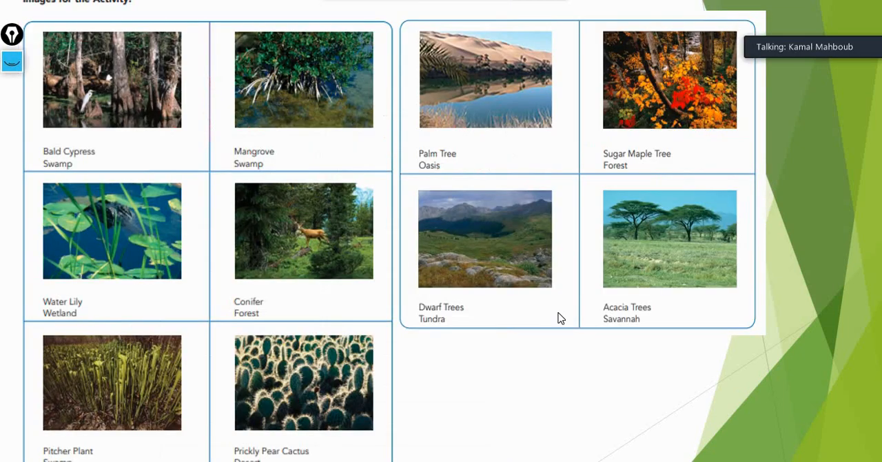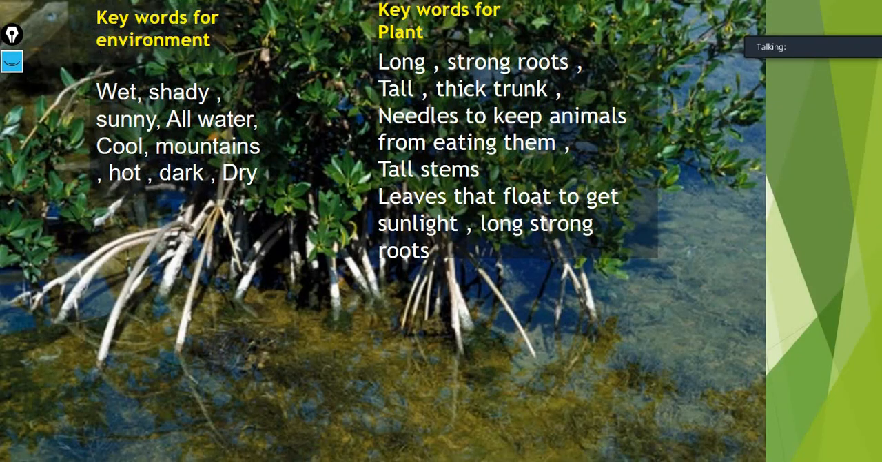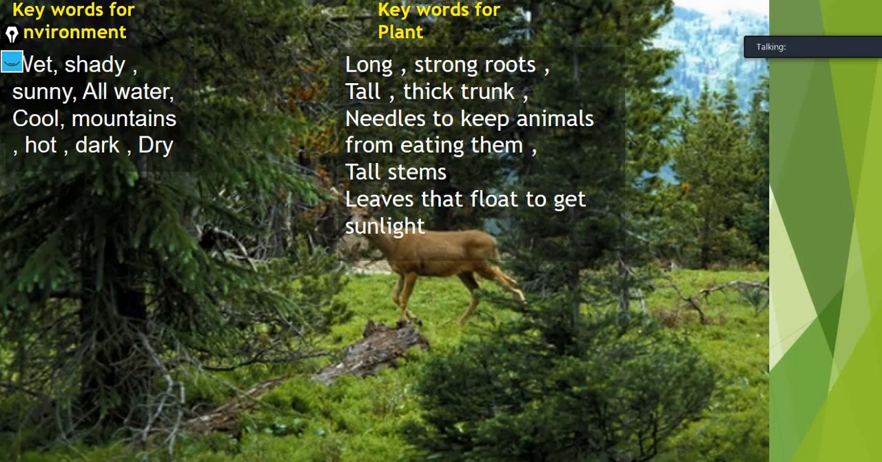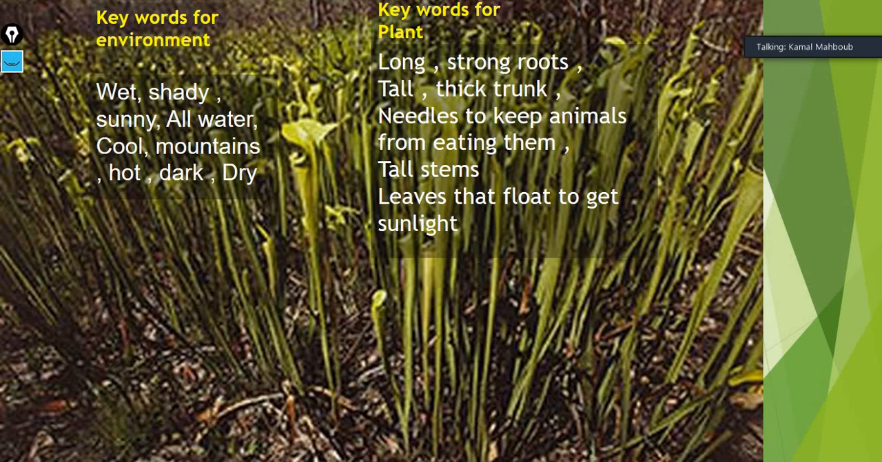Okay, now let's move to another picture. Now, this is called Pitcher Plant Swamp. What do you think about this environment? Is it sunny, or all water, or wet, or shady, or dark, or what? I think, my friend, yes, this place is wet and totally dark. We do not have any sunlight here.